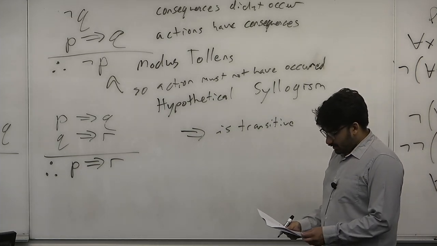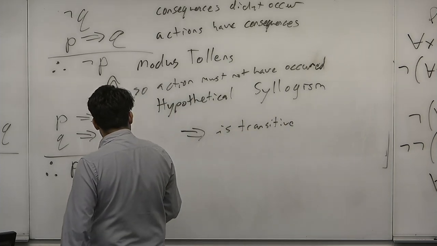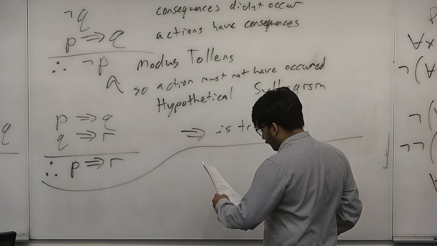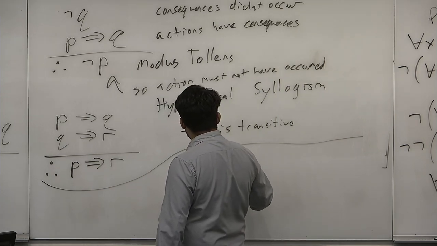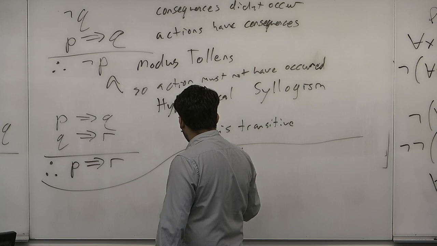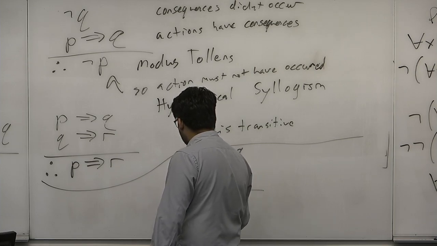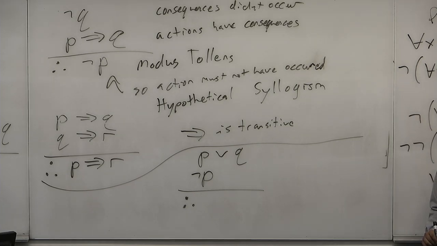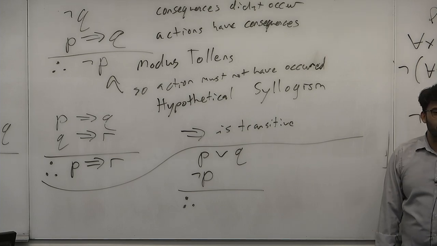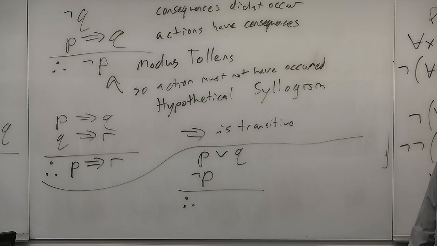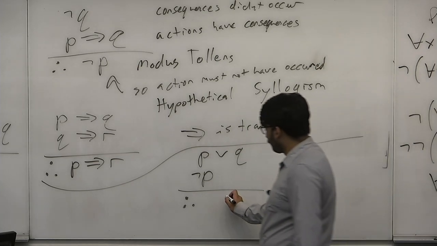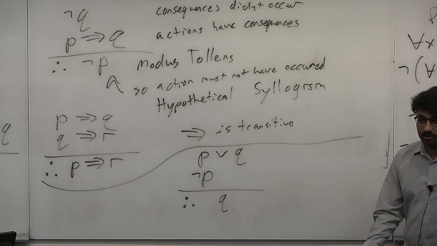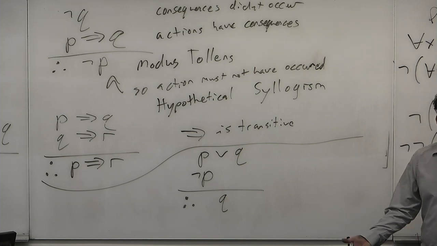All right. Here's an easy one. P or Q, not P, therefore... You don't have to think about truth tables or anything, just think about the way you argue with people, with your parents, right? What must be true? Q. Yeah. If P or Q is true, and P is not true, then Q must be true, right?